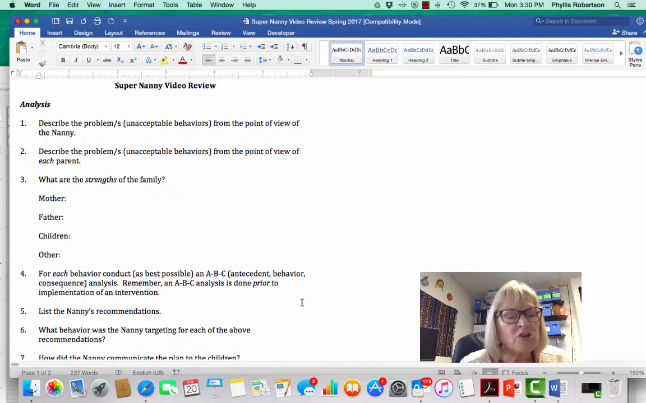I want you to be sure that you do your ABC analysis based on the behaviors that are occurring before the intervention. So sometimes students make the mistake of doing an ABC chart, but they include what happens to the behavior after the intervention. That's also important, but for this purpose, I'm wanting you to look at what happened when the problem behaviors were occurring before the nanny went in to try to intervene. What seemed to be the antecedent, what seemed to be the behavior, and what seemed to be the consequence.